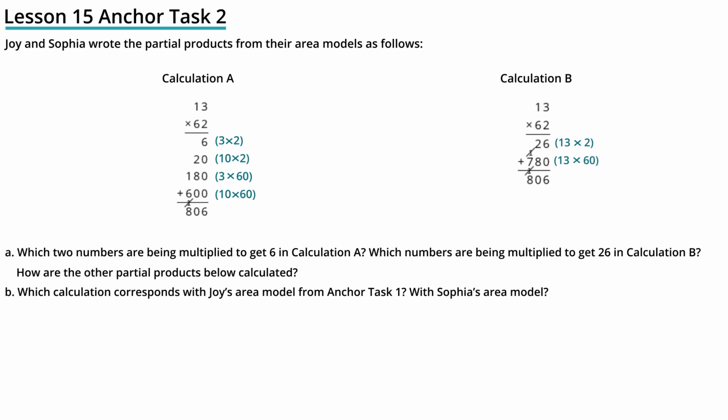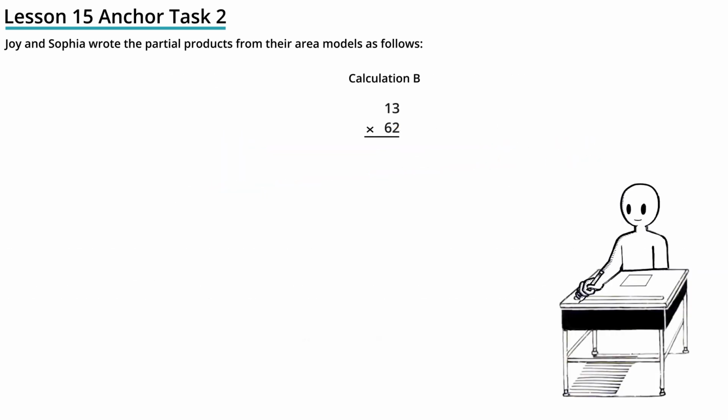Also note the connections between the partial products algorithm and the standard algorithm. You can see how the first 2 partial products in Calculation A add together to give the first partial product in Calculation B, and similarly with the second 2 partial products in Calculation A corresponding to the second partial product in Calculation B. Let's take a closer look at how the standard algorithm in Calculation B was computed by walking through it step by step.